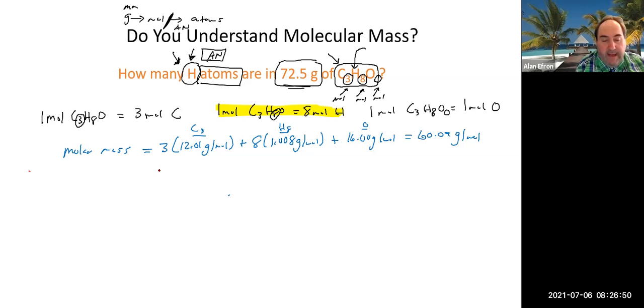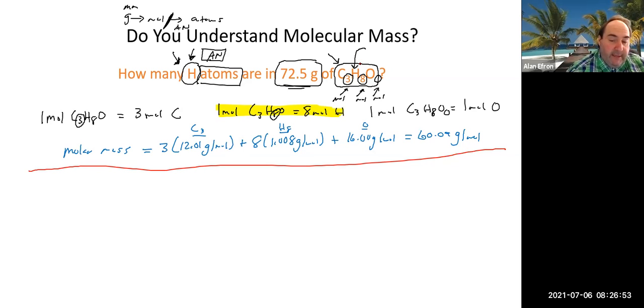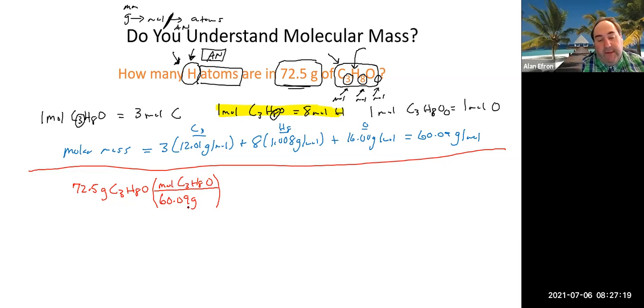Okay, now that I have the molar mass of the entire thing, and again, I do need the molar mass of the entire thing because that is really the number we're starting with. So we're starting with 72.5 grams of the entire thing here. We are going to use our molar mass as a conversion factor. Grams are up on top, so we want grams on the bottom here. So 60.09 grams per mole of the entire thing. If I stop my calculation right at this point, the grams of the entire thing would cancel. And if I were left with just units, I would have units of moles of the entire thing.